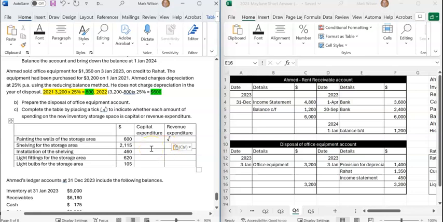Shelving area, once it's got the shelving up, it stays up. So it forms part of the asset. The installation of the shelving is also forming part of the asset. Once it's up, we don't have to install it again. Putting the light fittings, is that a once off or is it an ongoing? So once off. And light bulbs, do you have to replace light bulbs? Yeah, you do. So that's going to be a revenue.